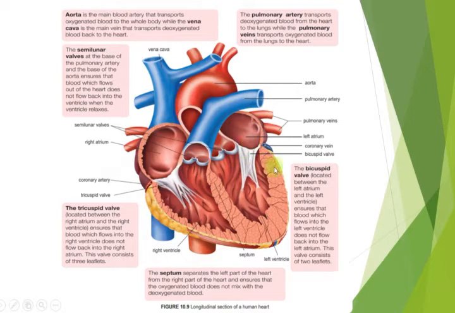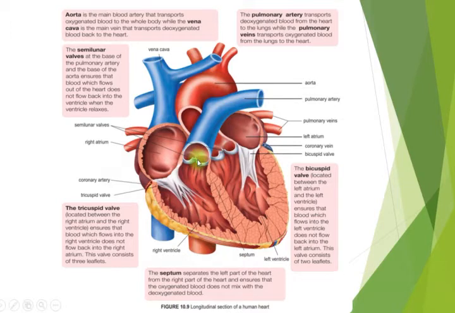This is referred to the bicuspid valve. Why is the name bicuspid? Because it has two leaflets. So you have to remember the bicuspid valve is on the left side of the heart. Right? Okay, the last structure refers to the semi-lunar valve. So this is the semi-lunar valve.